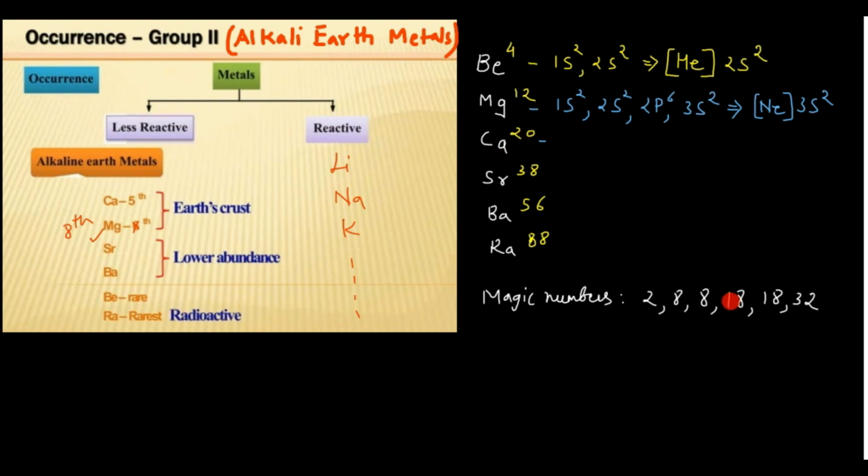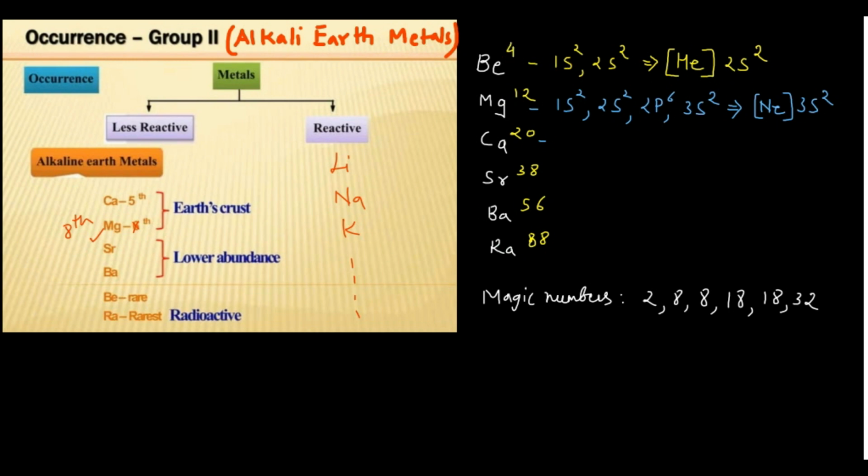If you add 18 to the 20, that means you will get the atomic number of strontium, that is 38. If you add another 18 to the 38, then you will get 56, which is the atomic number of barium. And then if you add 32 to the 56, then you will get 88, which is the atomic number of radium. Okay, and if you want to write the electronic configuration of them, then you can see for 4 you can write 1s2 2s2.